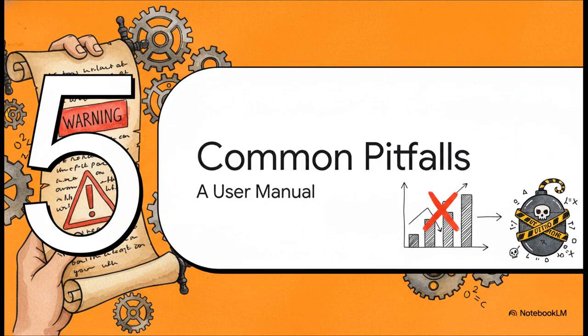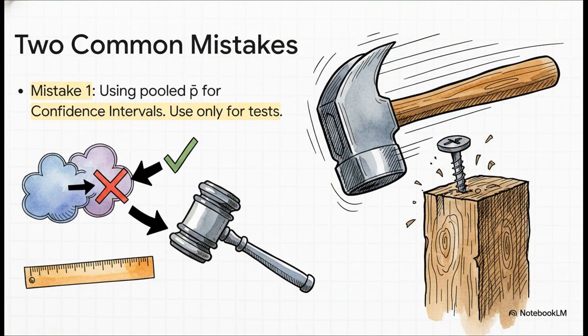Now, any good toolkit comes with a user manual, right? So let's quickly go over a couple of common mistakes to make sure you're using these tools like an absolute pro. Okay, two huge things to watch out for. First, that pooled estimate we talked about, that's a very specialized piece of equipment. You only use it for hypothesis tests. Never, ever use it when you're building a confidence interval.